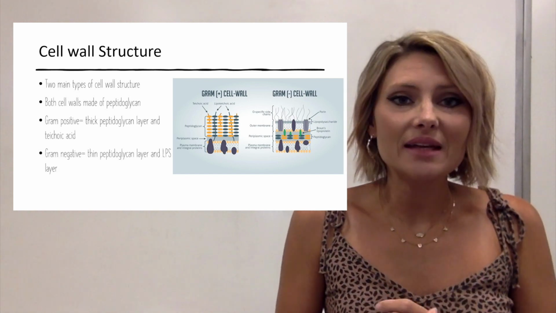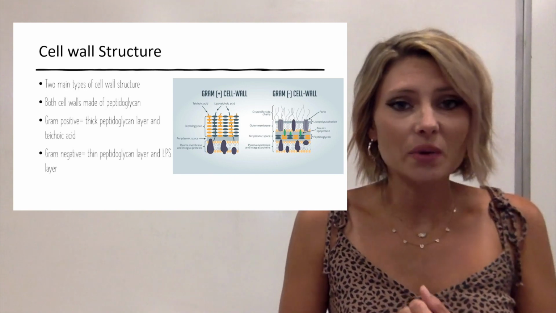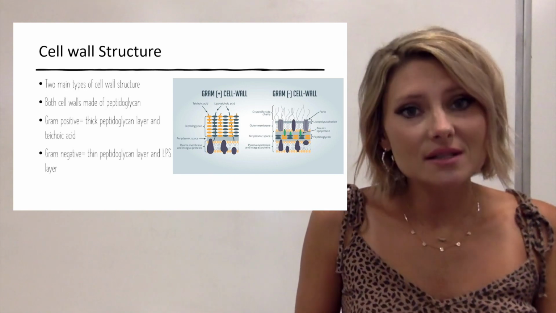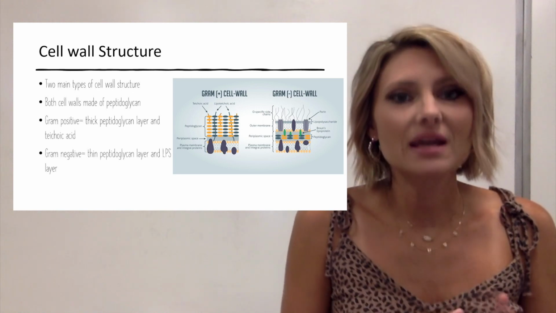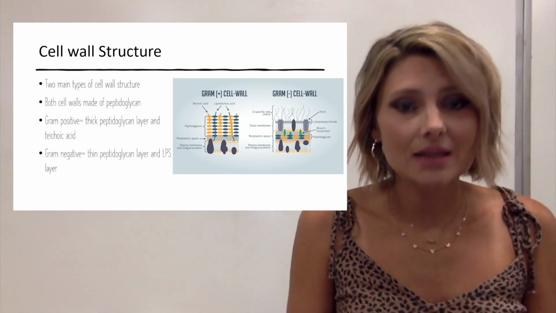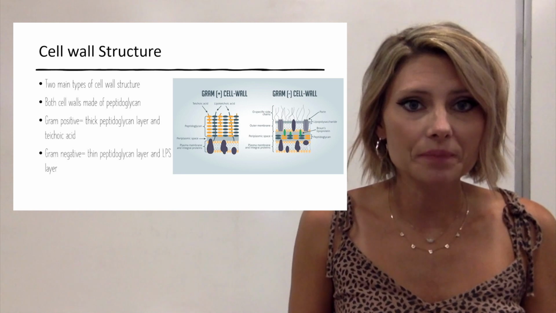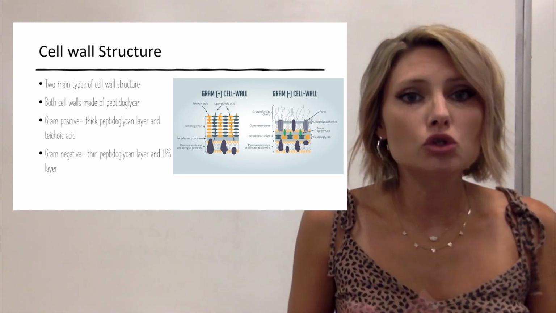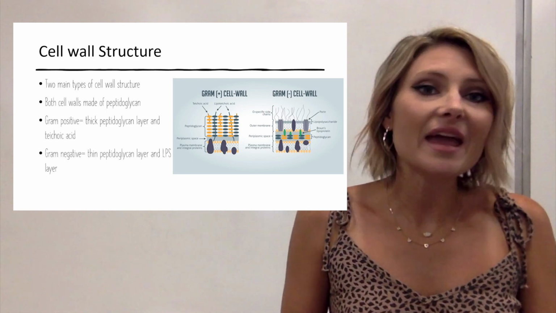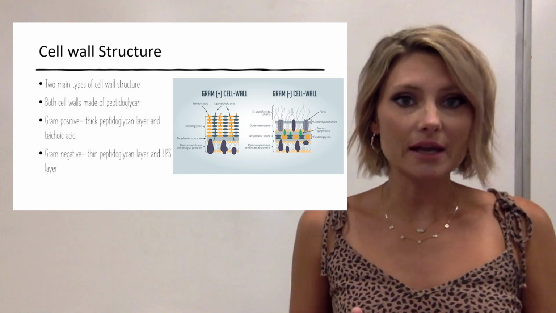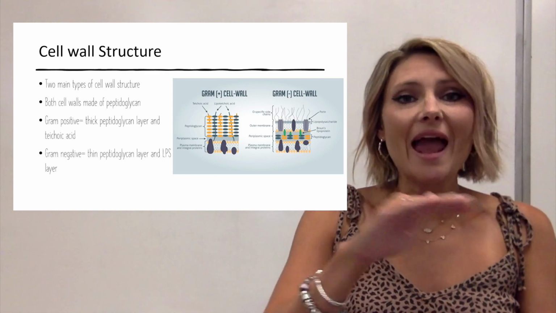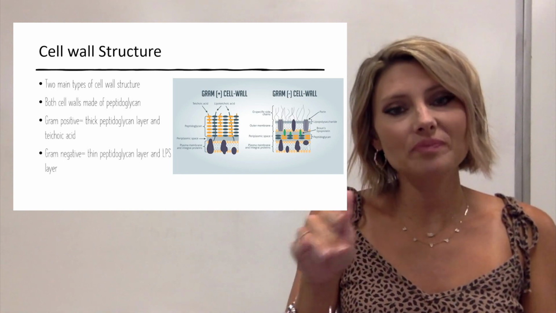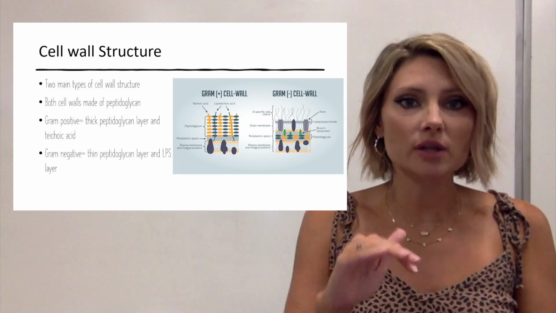The second main difference is the presence of teichoic acid. In gram-positives, they have this acid that is running through their cell walls. It helps to strengthen the cell walls and make them stronger. Gram-negative cells do not have this. They have what is called an LPS layer, or a lipopolysaccharide layer. This layer is on the outer part of the cell wall, and it's basically like a thin sugar layer.